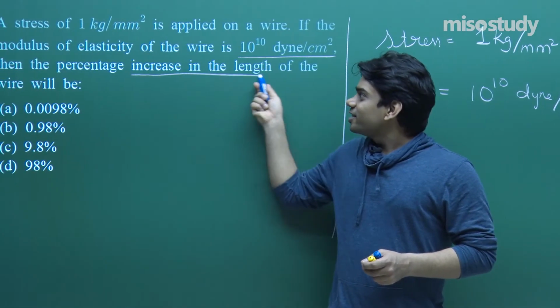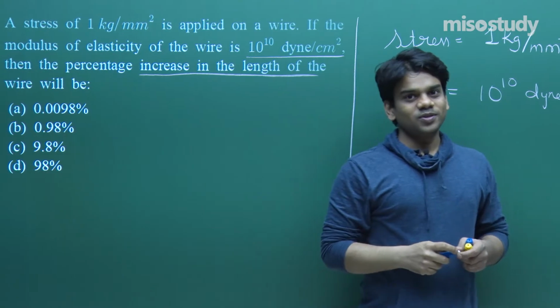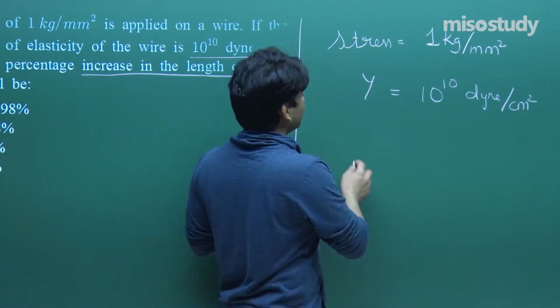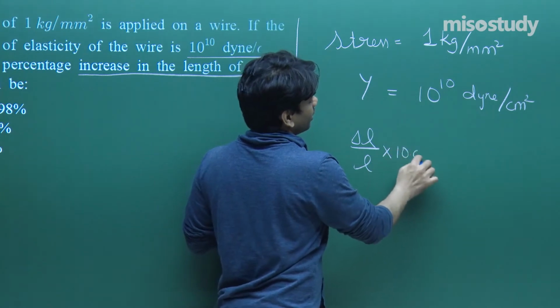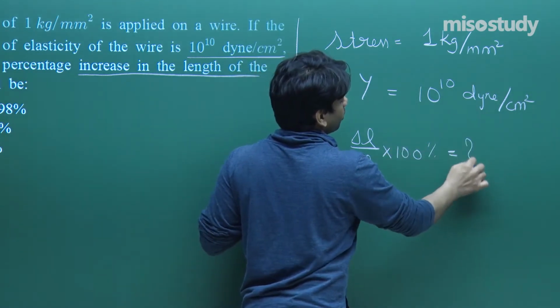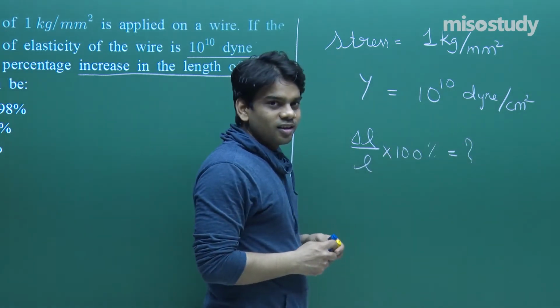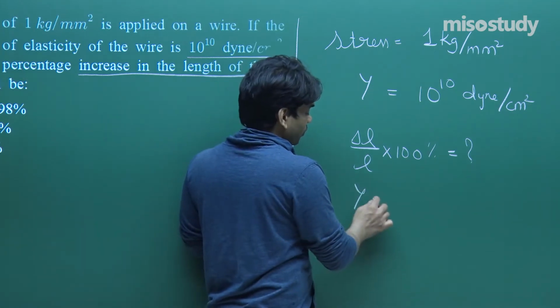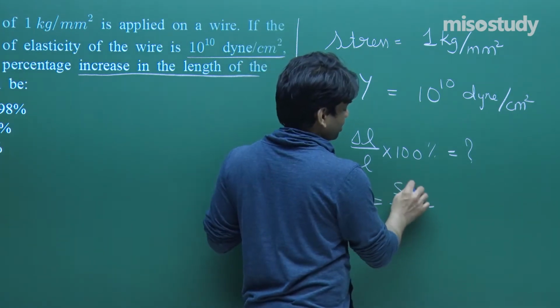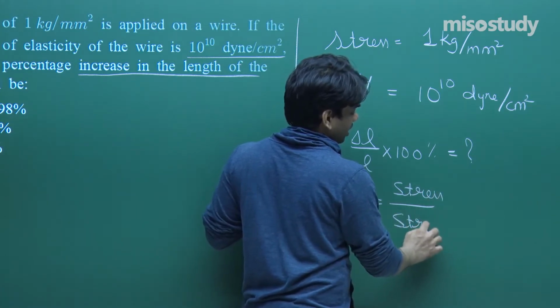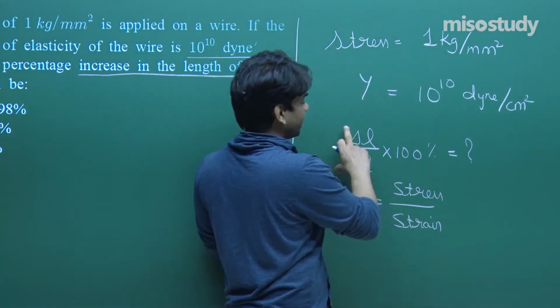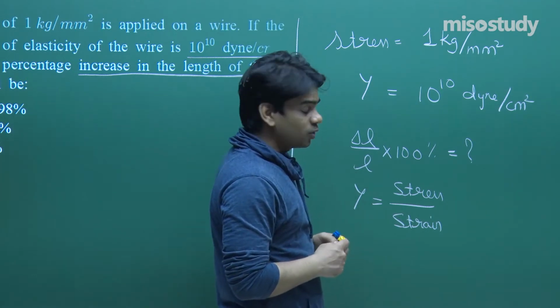Percentage increase in the length of the wire will be, so understand what we require. Percentage increase in length of wire, we require delta L by L into 100%. This is what is required from us. We all know that Young's modulus is equal to stress upon strain. Strain is very simple, strain is only delta L by L. That is what we know about strain.